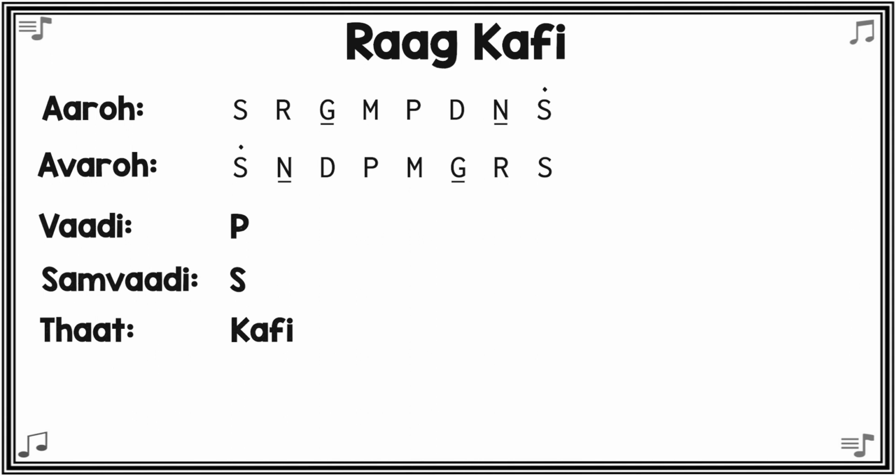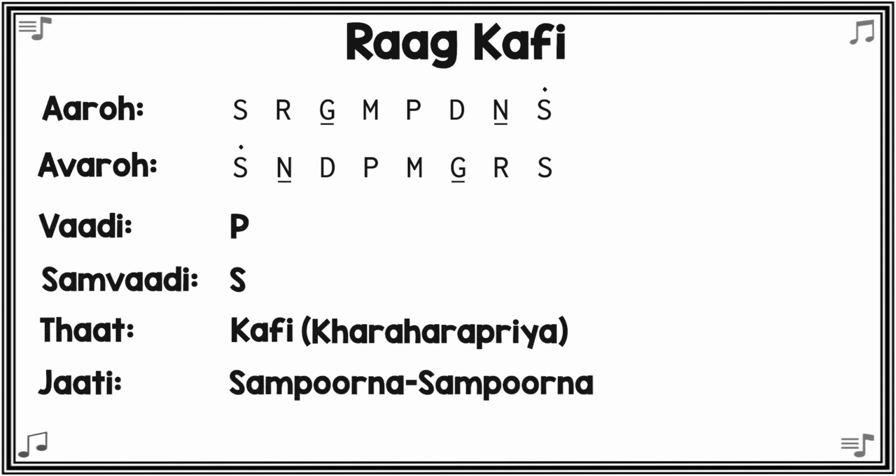The Carnatic equivalent of the Kafi Rag is called Kharahara Priya. Kharahara Priya is the 22nd Melakarta Raga out of the 72 Melakartas. It is possible that you may find reference to Kharahara Priya being Kafi in some of the old books. Raag Kafi has all the 7 notes in Aroha as well as Avroha, which means this is a Sampurna Jati Raga.